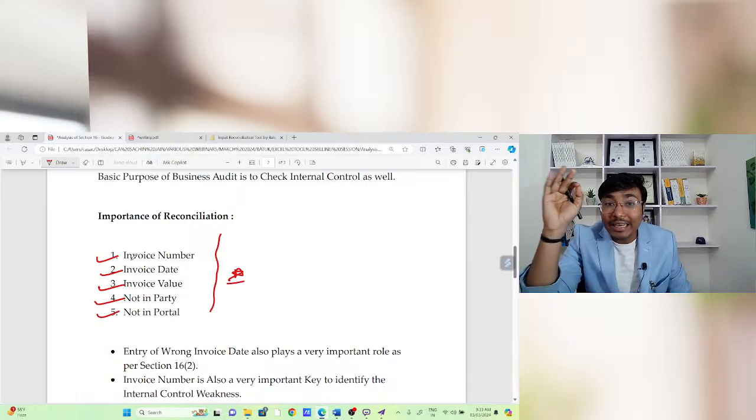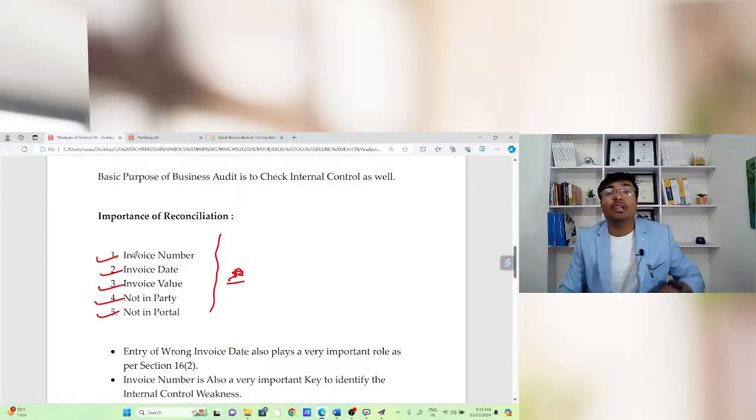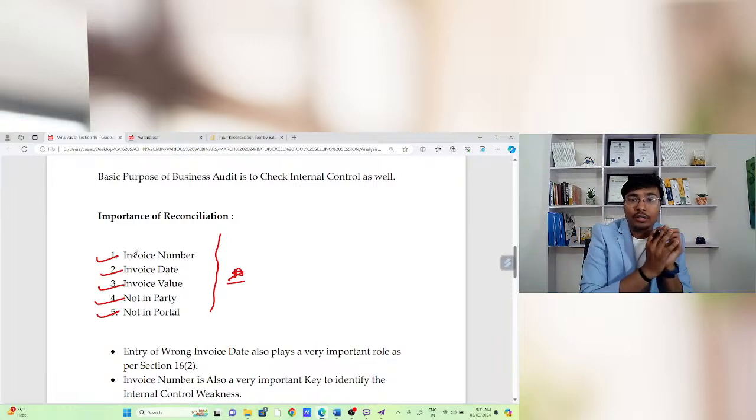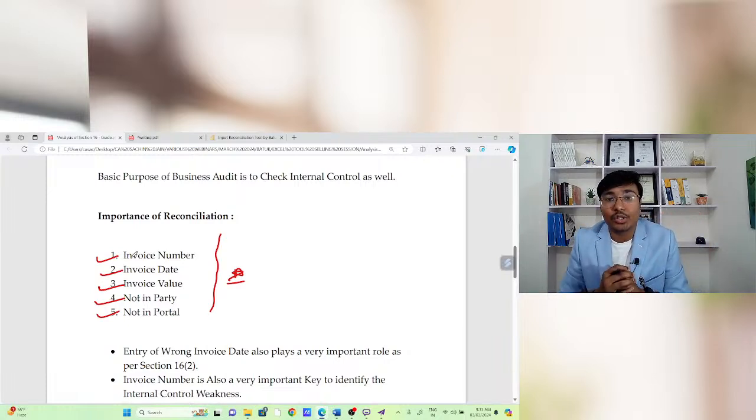Many times we find certain entries which are there on the GSTR 2B portal but not in the books of accounts of the client. In that case also we need to confirm from the client whether this is your purchase or not, or why you have not booked the same in your books of accounts. And also we can check the same from the previous month related transactions.